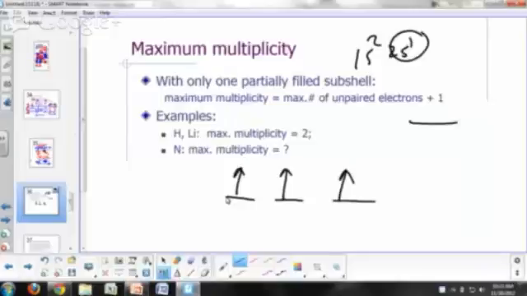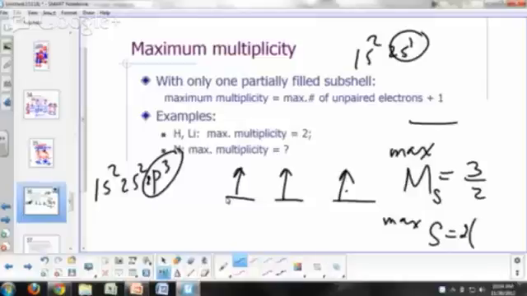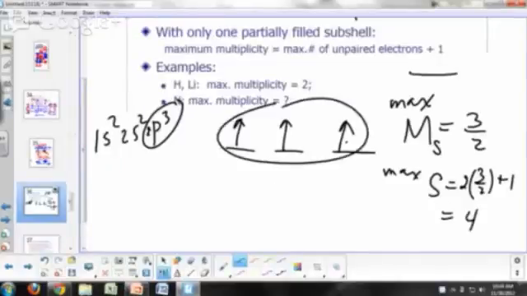Nitrogen: you have 1s2, 2s2, 2p3. You have 3 electrons to distribute in a p subshell. The maximum possible m sub s you can get is 1/2 plus 1/2 plus 1/2, which is 3/2. If your maximum m sub s is 3/2, then your maximum multiplicity is 2 times 3/2 plus 1, which is 4. So if you have 3 unpaired electrons, maximum multiplicity is 4. The highest multiplicity term you can get from the ground configuration of nitrogen is a quartet.